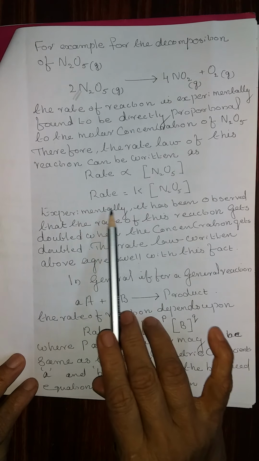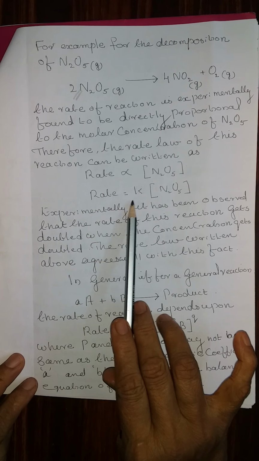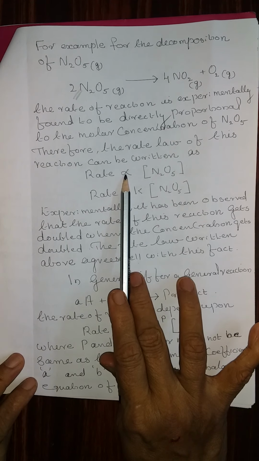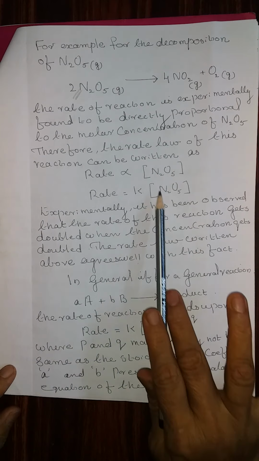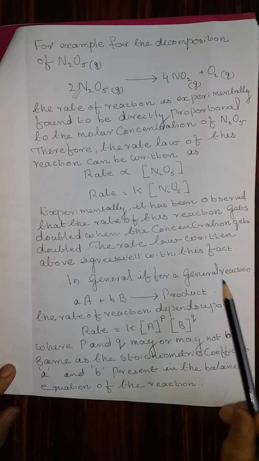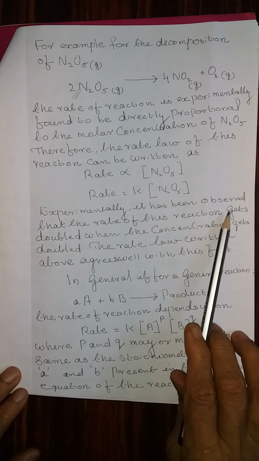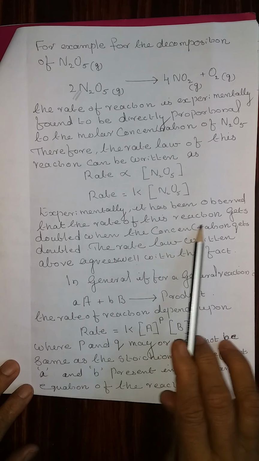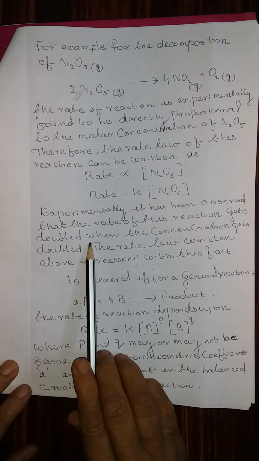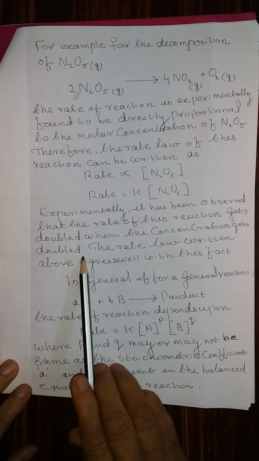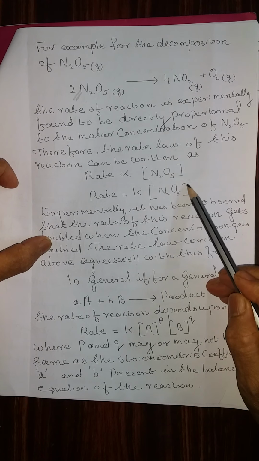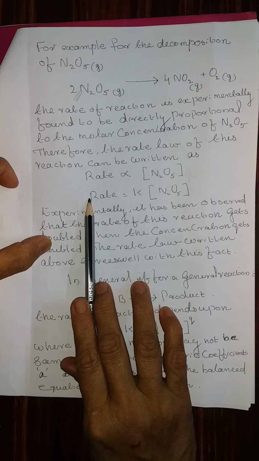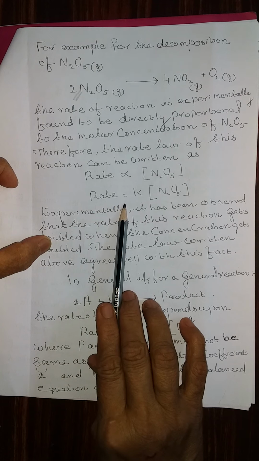This equation can also be written as rate equals k into [N2O5], that is, the proportionality is changed to equality by k, into the concentration of N2O5 only. Experimentally, it has been observed that the rate of this reaction gets doubled when the concentration gets doubled. That means by experiment it is proved that if you double the concentration, the rate gets doubled. You are not getting the normal rate.